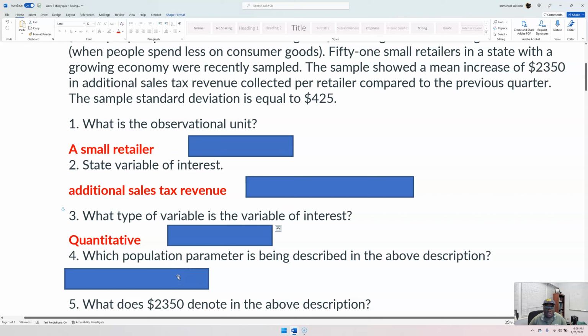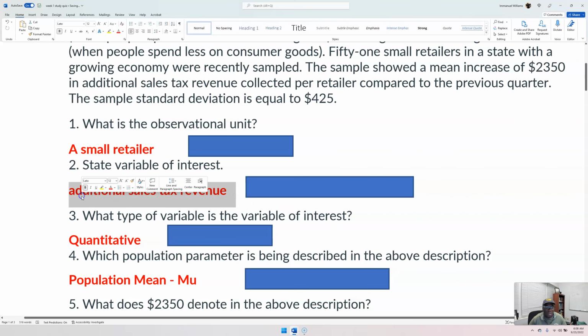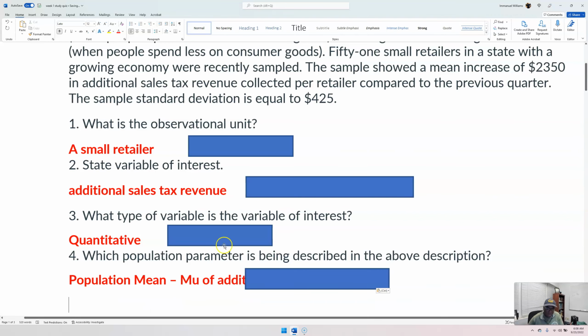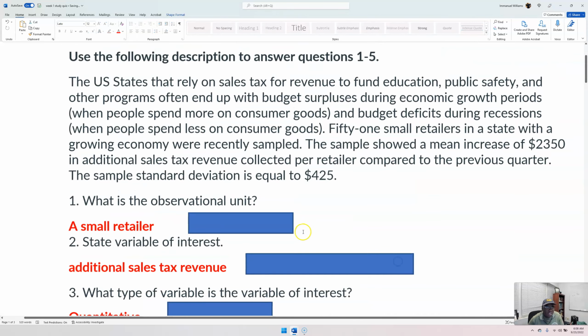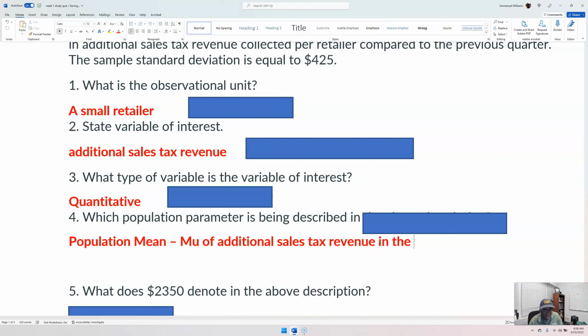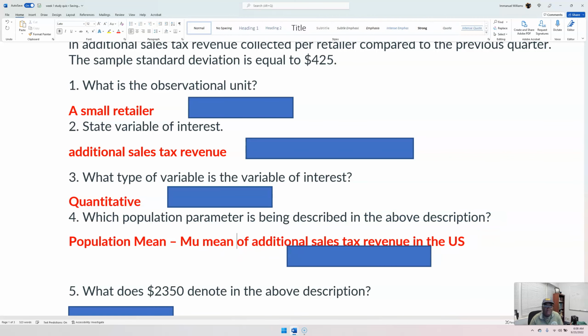What's the parameter of interest based on the above description? Ideally, you should say population mean, mu, and more specifically, the population mean of additional tax revenue. Actually, that should be more of, in the U.S. Is it U.S.? Yeah, in the U.S. Okay. Okay, good.